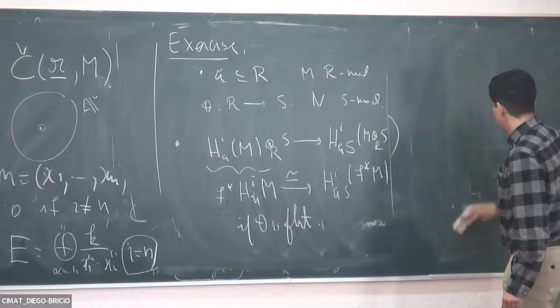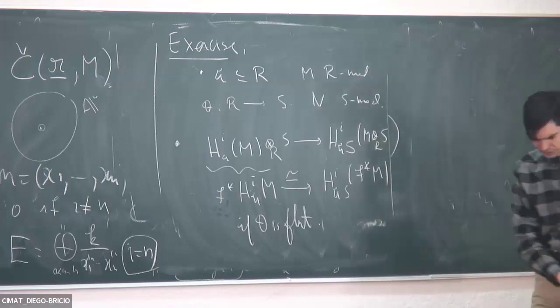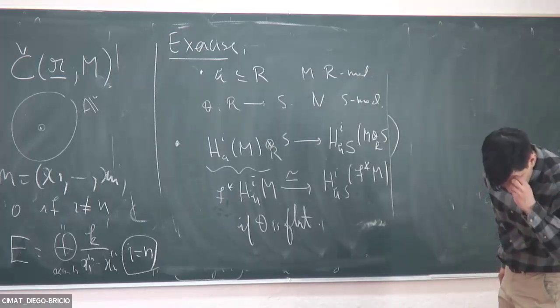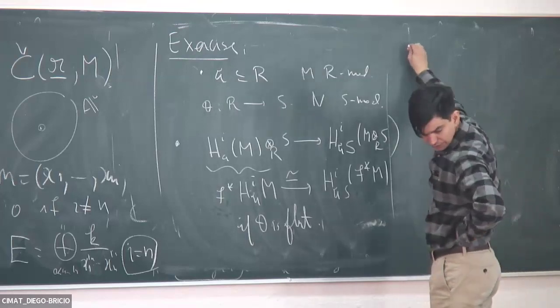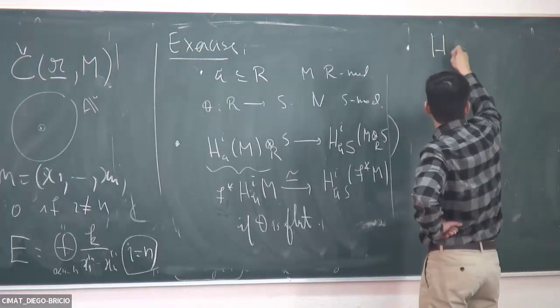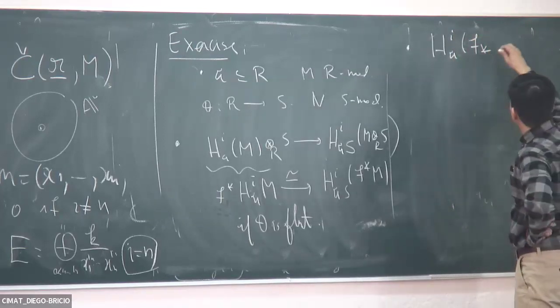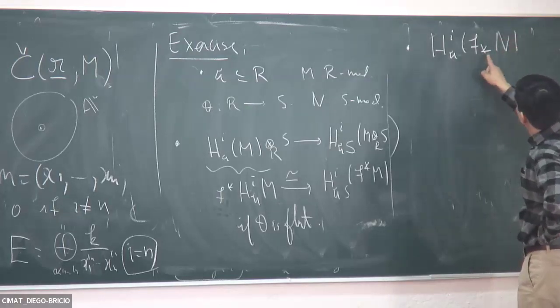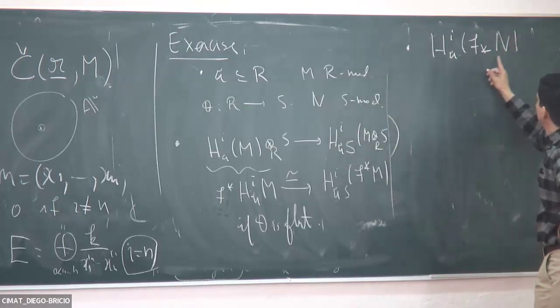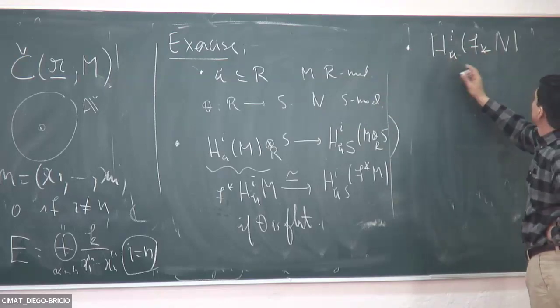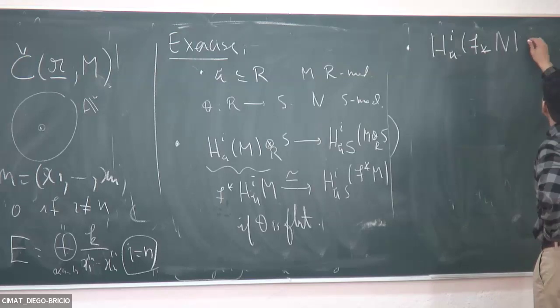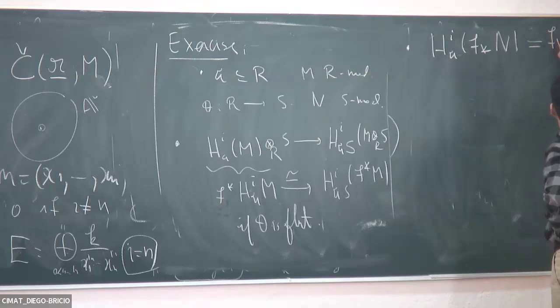Probably the same thing holds with the upper shriek, but I didn't write it down, and I don't think we're going to use it. So the next point has to do with restriction. This one is used a lot, actually. Now suppose N is an S-module, and suppose that you want to compute this local cohomology as an R-module. So this is literally the same thing as the restriction of scalars of the local cohomology over S of N.